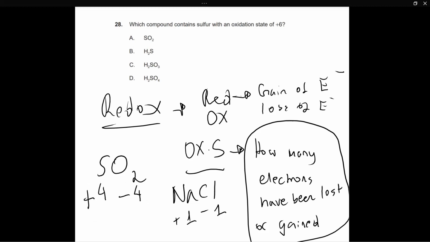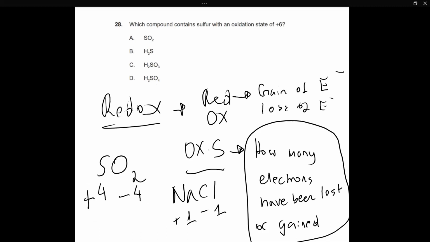Now remember, in a covalent substance, there is no exchange of electrons. There's no giving and taking, there's only sharing. But we assign these values of +4 and -4 because it helps us understand redox processes much better. So this is purely conceptual and hypothetical, it doesn't happen in real life, but it is nonetheless a very important skill if you want to understand redox processes.